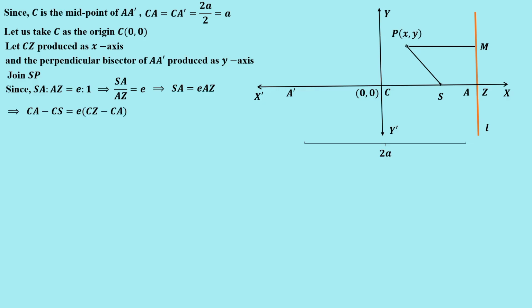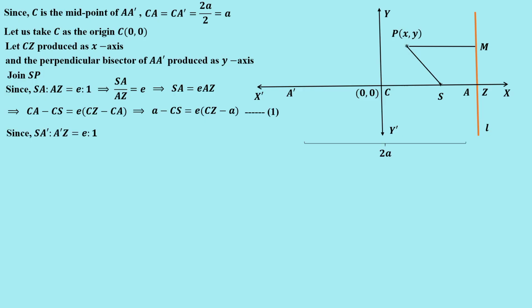We are taking CA minus CS, that is SA, right? SA can be written as CA minus CS, which is equal to e into AZ, and AZ can be written as CZ minus CA. So CA is a, minus CS, which is equal to e into CZ minus CA, that is a, minus a. That is equation number 1.